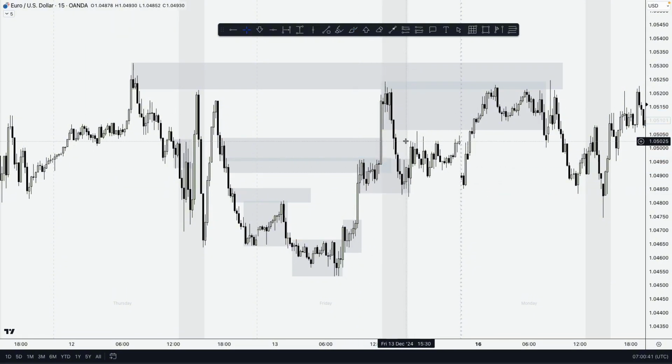Now this brings us into section 3. What happens at these supply and demand zones? It's very important to understand what happens here. And this is where we bring in our concept at NJT, which is called RIMC.